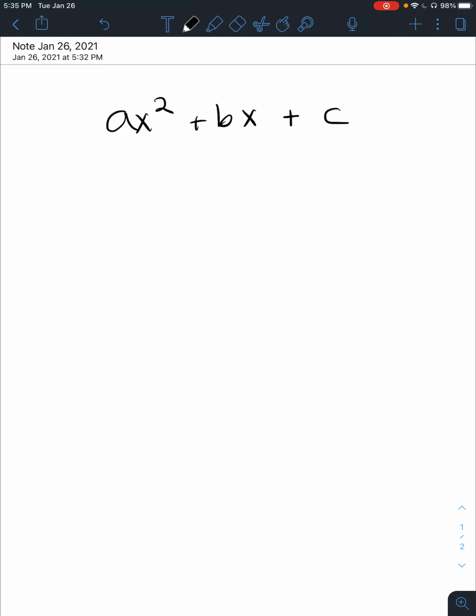Some students were asking about how do I know the difference between a perfect square trinomial and a difference of squares. So just like the different types, I'm going to talk about that today.